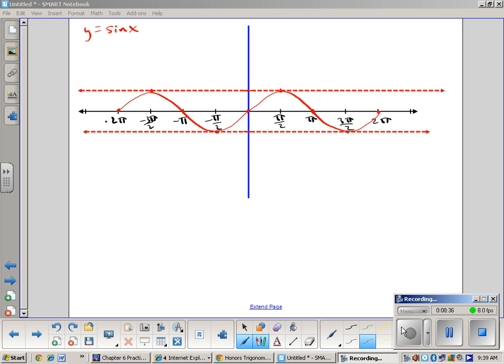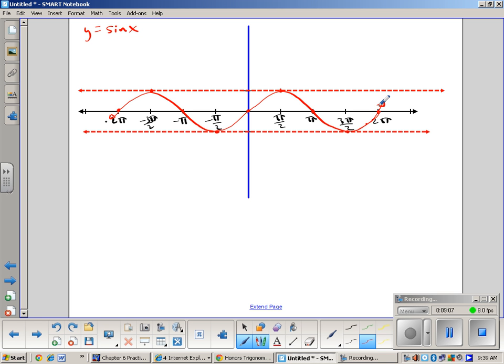So before we get into cosecant and secant graphs, I want to first remind you of what a sine graph looks like. This is our sine graph, this red graph here, from negative 2 pi up to 2 pi. So it looks something like this.